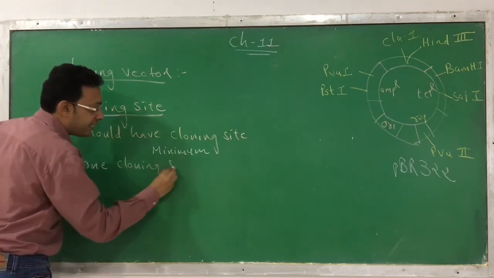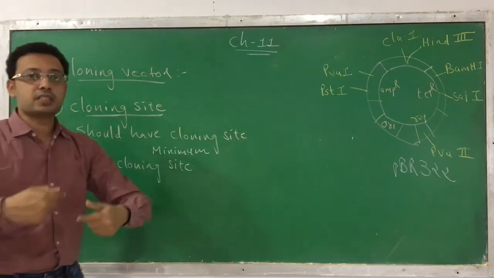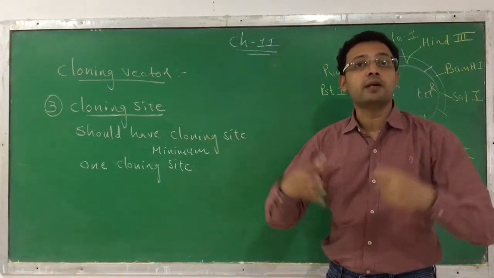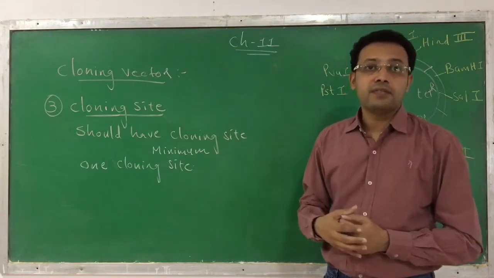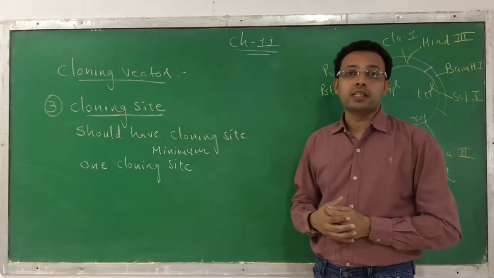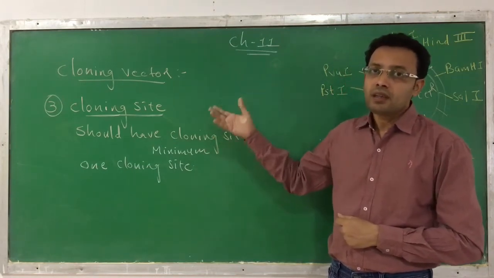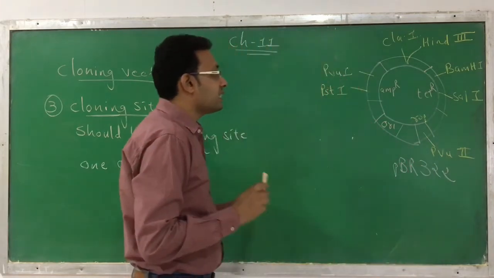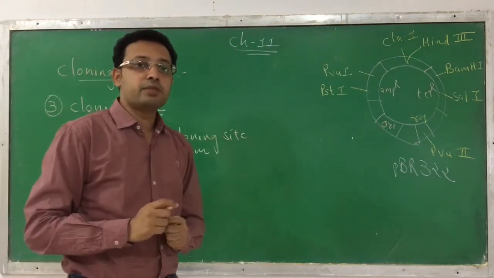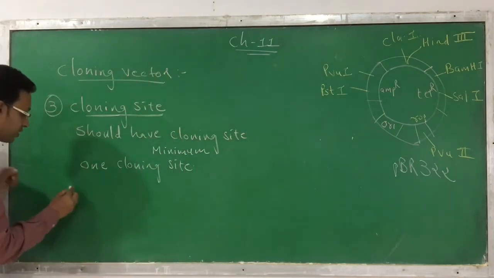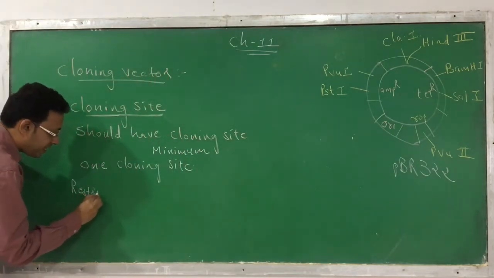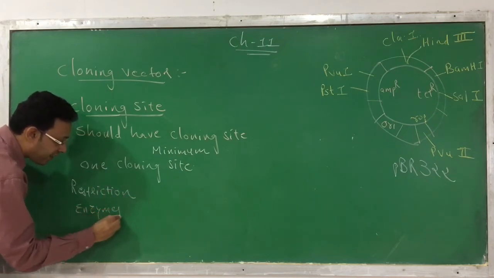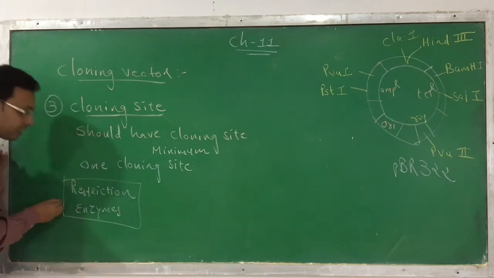Okay, so it should have 1 cloning site. If it has more than 1 cloning site, obviously as the number of cloning sites increases, the number of fragments produced is larger. And when more fragments are produced, the process becomes complicated. Clear? So it requires a cloning site. Now see that here, for example, we are using enzymes called restriction enzymes to cut it. We are using the common restriction enzymes which usually identify the common recognition sites. So how does it work?